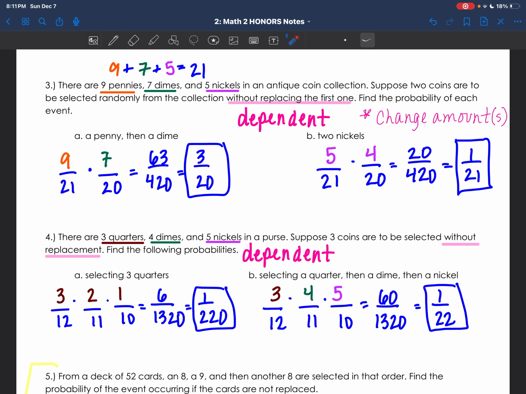All right, now let's look at 2 nickels. I have 5 nickels out of 21 total. And then if I pulled a nickel the first time, I have 4 nickels left.